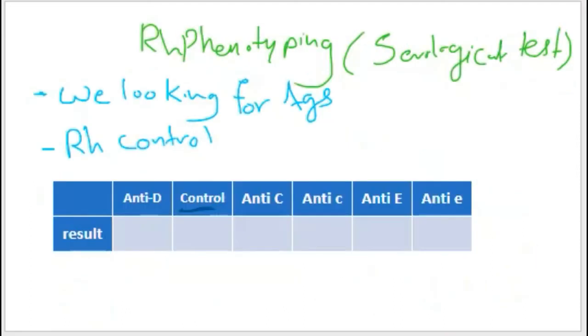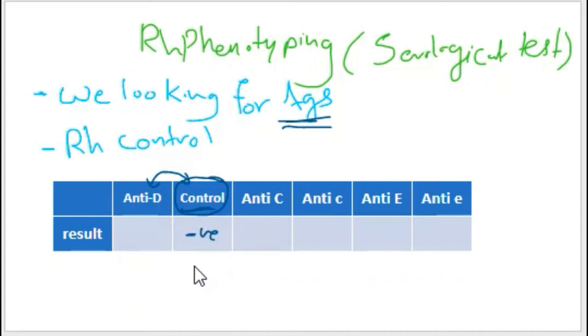So let's now explain in detail the RH phenotyping, the serological test. As we said, we're usually looking for antigen. So when we do D-typing, we have to run a control. The control reagent contains very similar ingredients to the anti-D antisera. The only difference between the anti-D vial and the control vial is that the control misses the antibody itself. So it contains everything, like preservatives, except an antibody. Because it doesn't have antibody, it must give a negative result, isn't it?